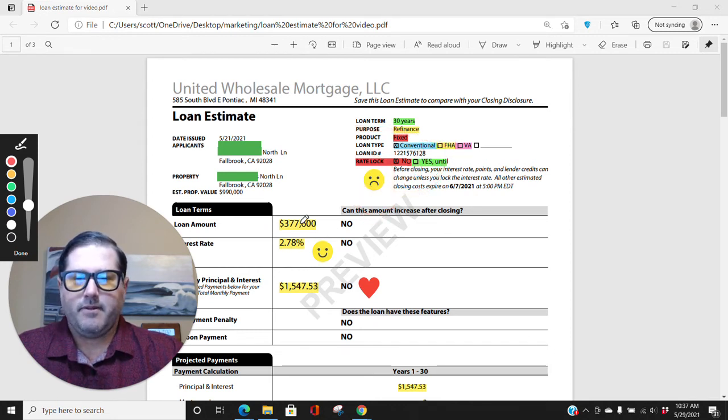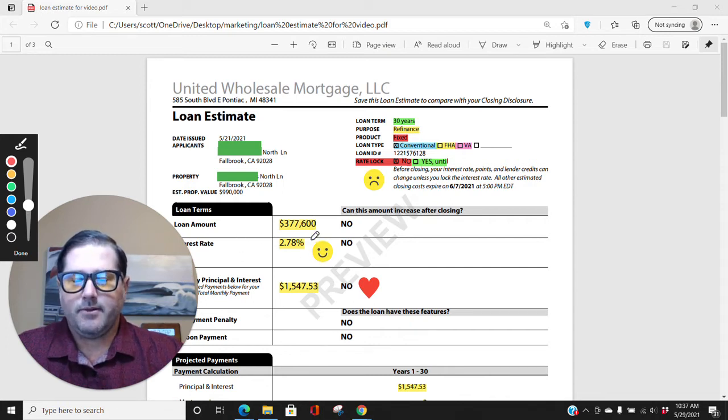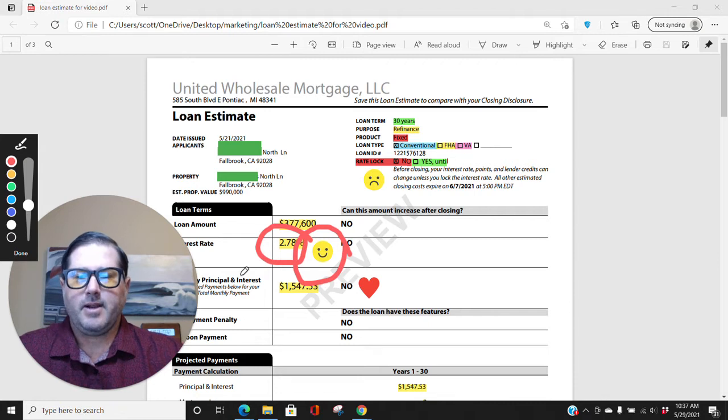All right, then we have the loan amount. You want to make sure your loan amount is dialed in. That can also change all the way up until closing. You can adjust that to adjust your cash to close. Interest rate, what are you getting? 2.78 in this case. Pretty happy about that. Then we have principal and interest and your total monthly payment, $1,547.53. That is pretty awesome. I will give that a heart.